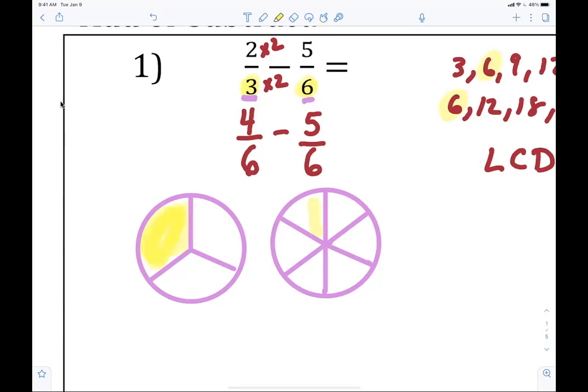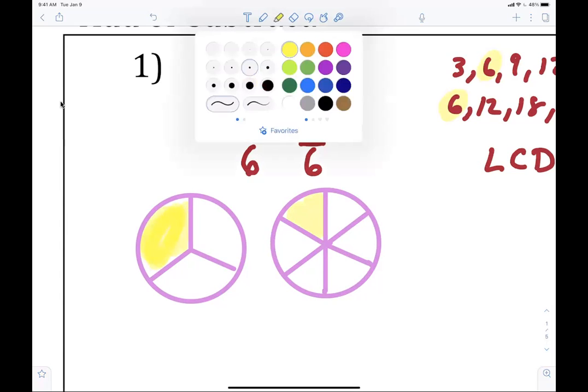Is 1/3 the same as 1/6? No, it's not the same. Do you agree with that? Yeah. So I can't just subtract them. If I say eat one slice of the 1/6 and one slice of the 1/3, they'd be totally different. Do you agree? Yeah.